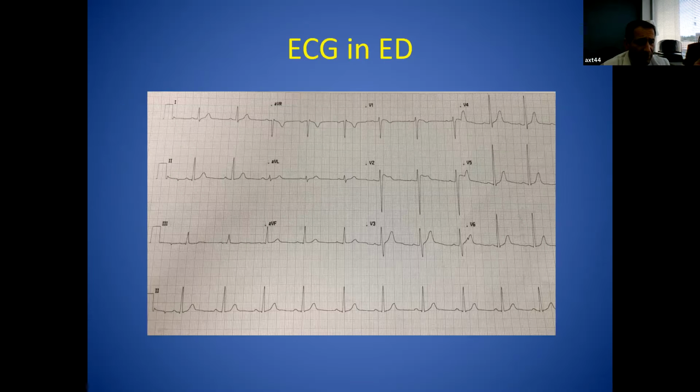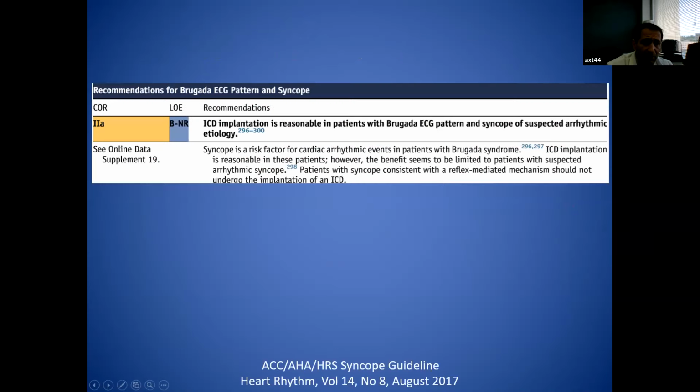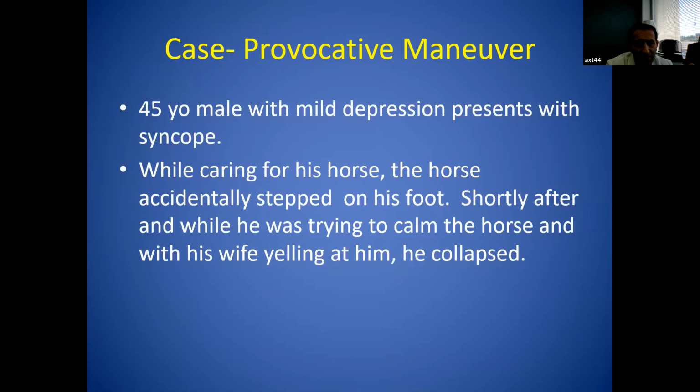An astute cardiologist in Maryland saw that there was this ST elevation. It doesn't look like your typical, what I'm about to show you. But when we gave him procainamide, he had this, which looks very much like Brugada. So he ended up getting an ICD. Okay, even though the controversial part here is that this episode of syncope was probably vagal, right? I mean, his horse broke his foot and he lost consciousness.